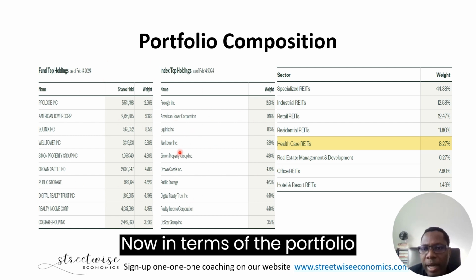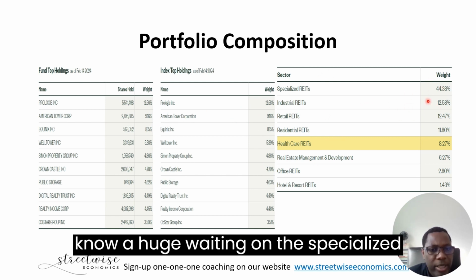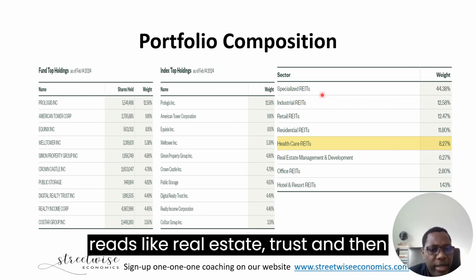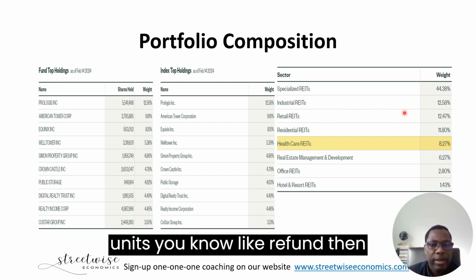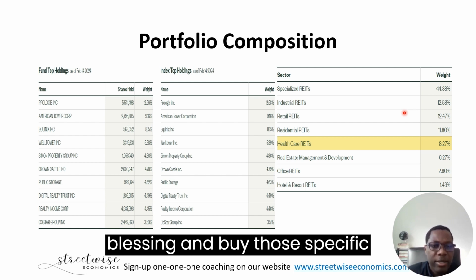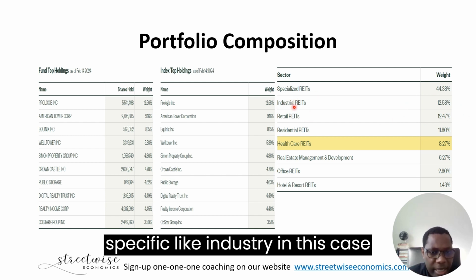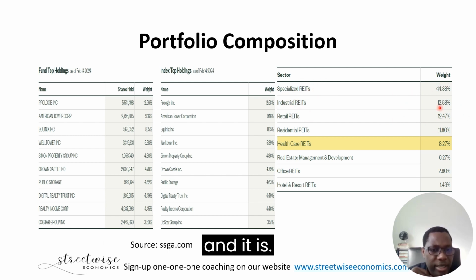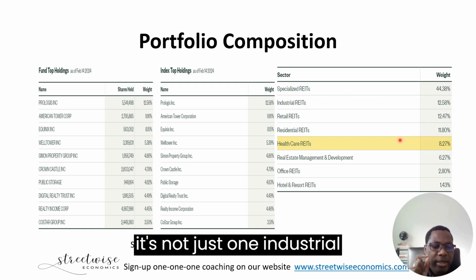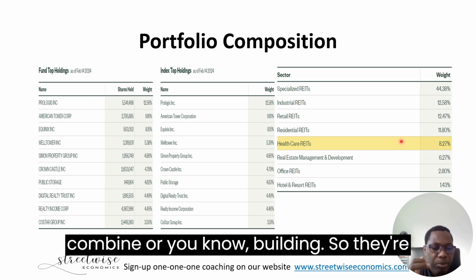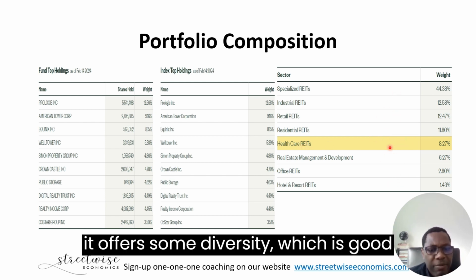Now, in terms of the portfolio composition, you can see that it has a huge weighting on the specialized REITs, like real estate trusts, and then industrial REITs, which are basically units, like a fund, that can buy shares in a specific industry. And it is quite diversified in that sense, because it's not just one industrial company or building. They are quite different, covering different sectors, so it offers some diversity, which is good.